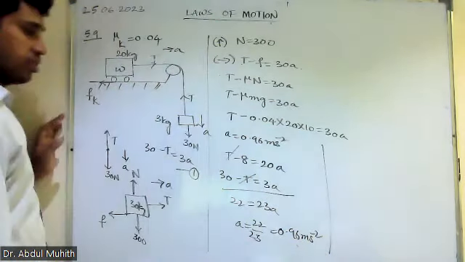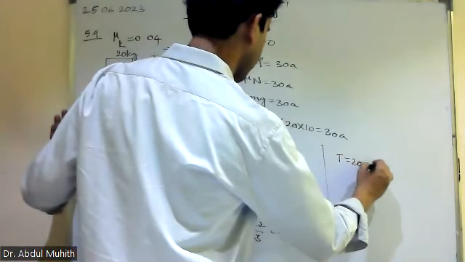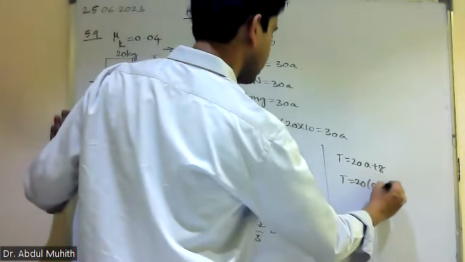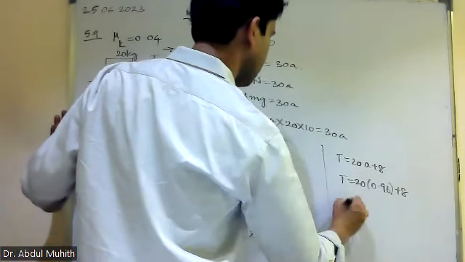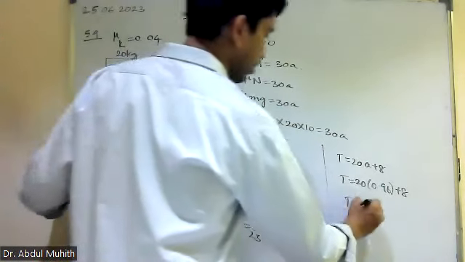And the tension T is equal to how much? Tension T is equal to 20A plus 8. T is equal to 20 into 0.96 plus 8. T is equal to 27.1 newtons.